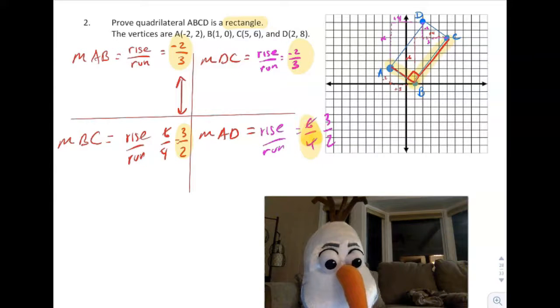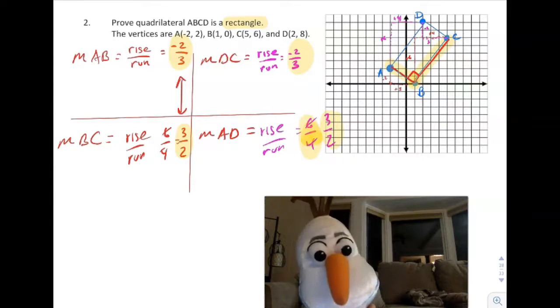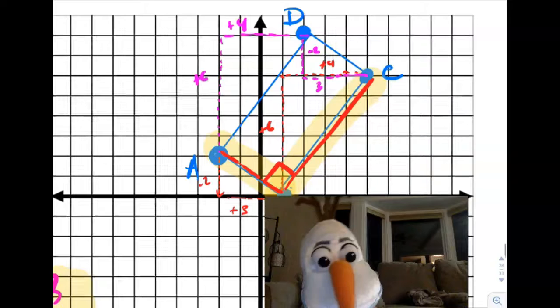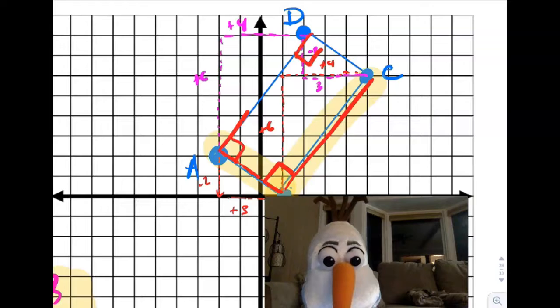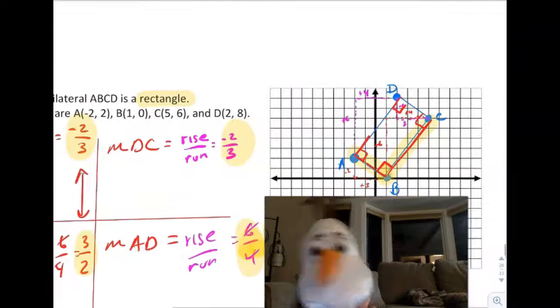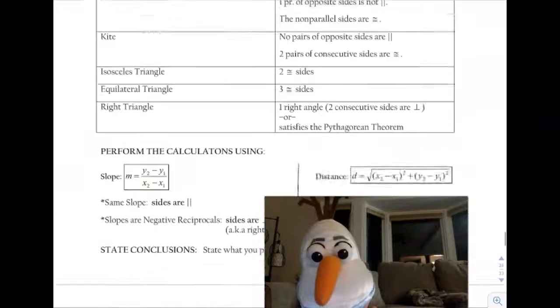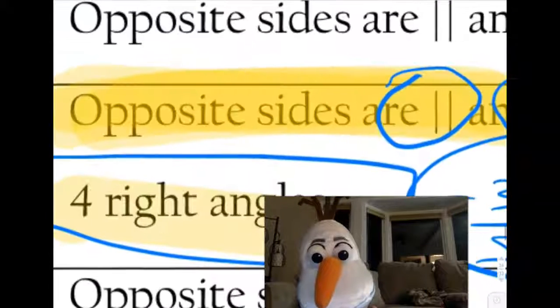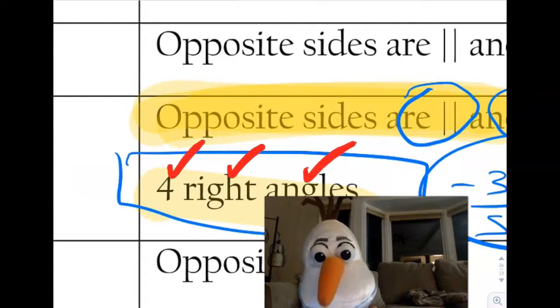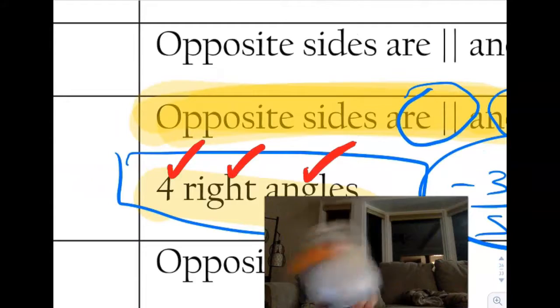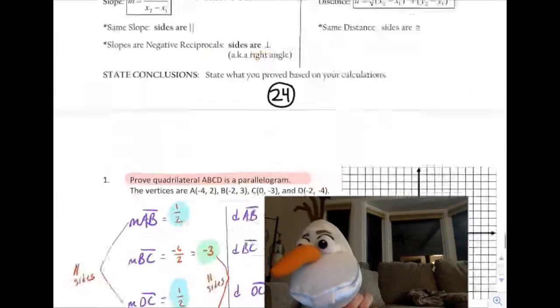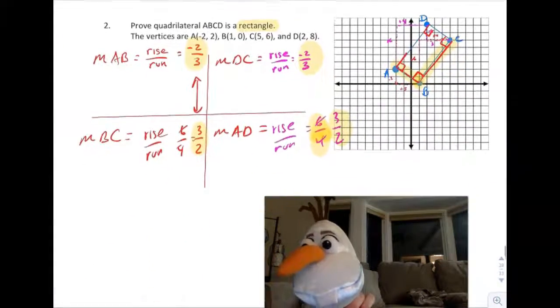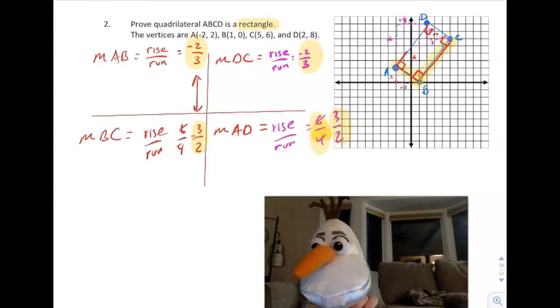3 over 2. So we have 90-degree angles again because negative 2 over 3 and positive 3 over 2 are negative reciprocals. So we have 90-degree angles here as well. So we have 4 90-degree angles. And if you look back at page 24, we needed 4 right angles to prove that we had a rectangle. We just did that. So now, what else do we need?